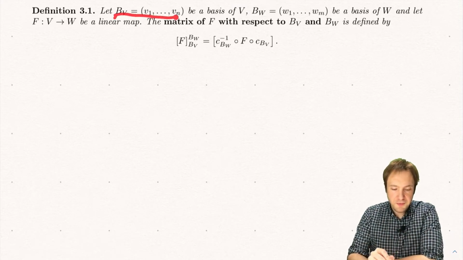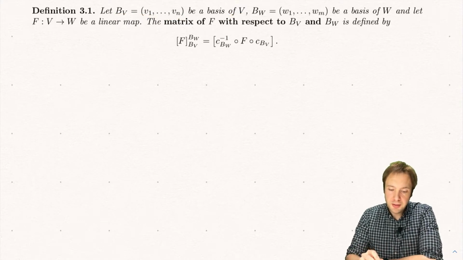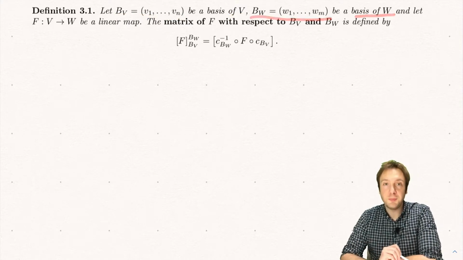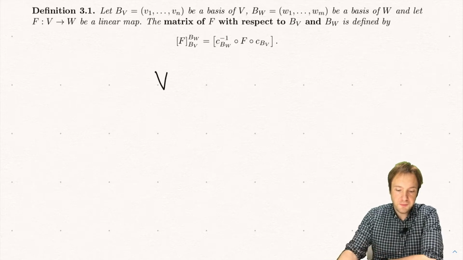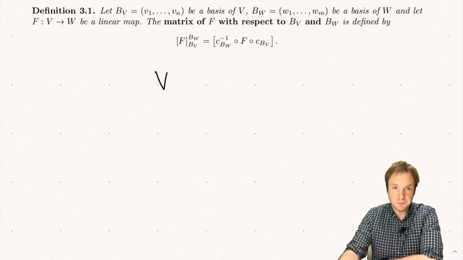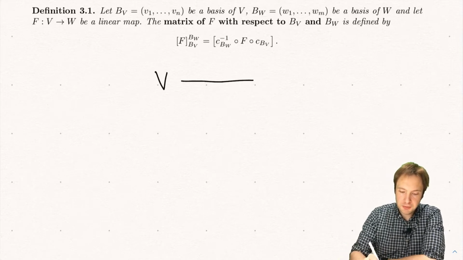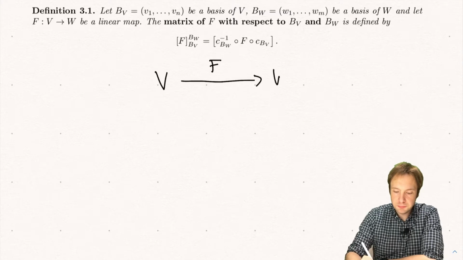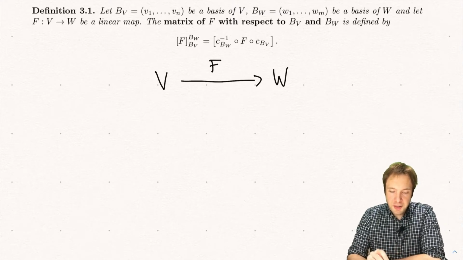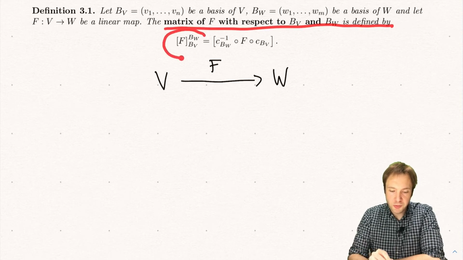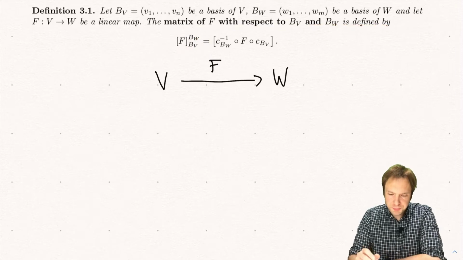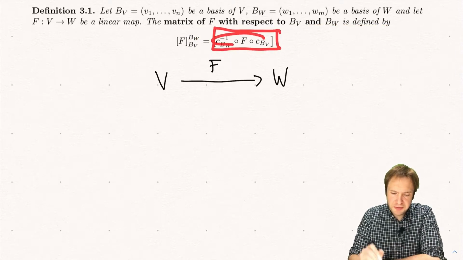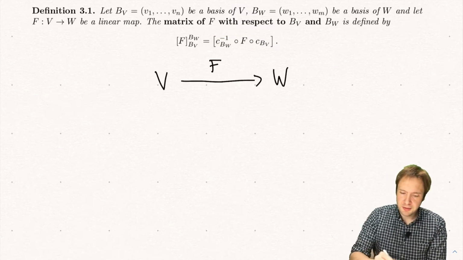In the following, B_V is the basis of the vector space V, and B_W is the basis of the vector space W. Now we consider a linear map F from the space V to the space W. The matrix of this linear map, which we denote by this, the matrix of the linear map F with respect to the basis B_V and the basis B_W, is given by the matrix of this linear map here. So let's make clear what this means.